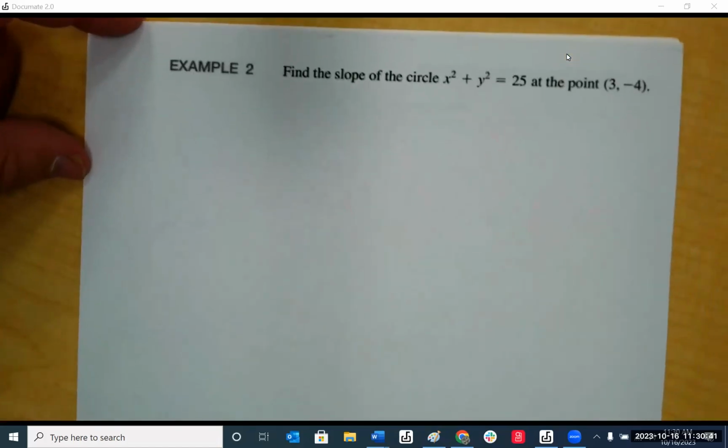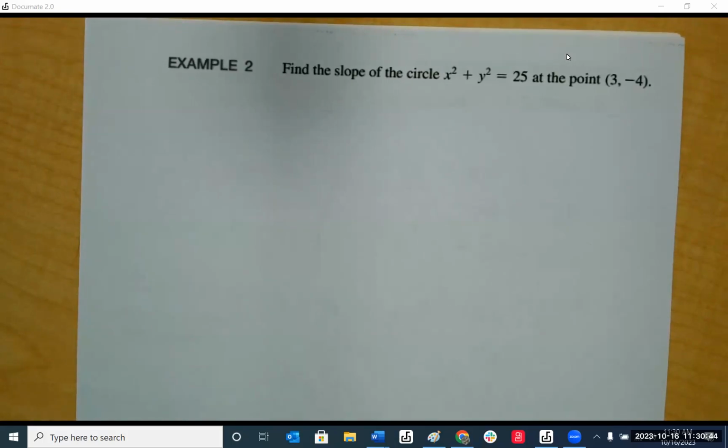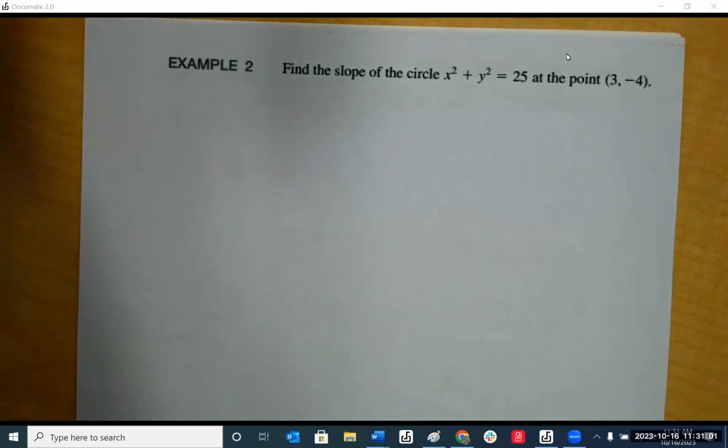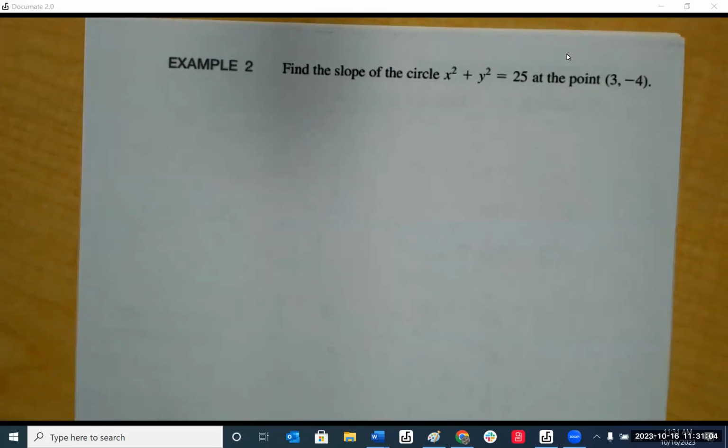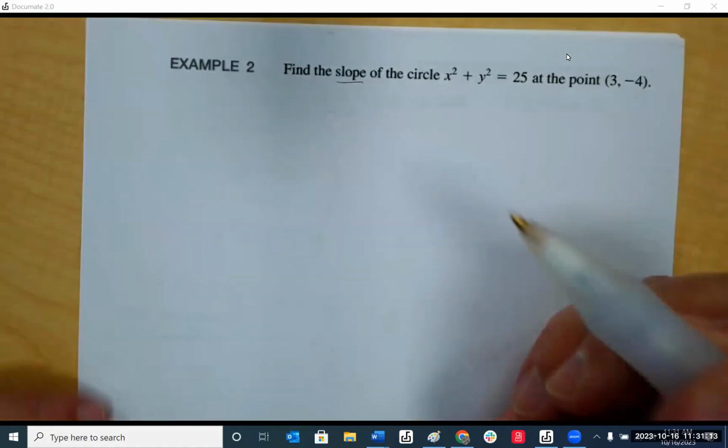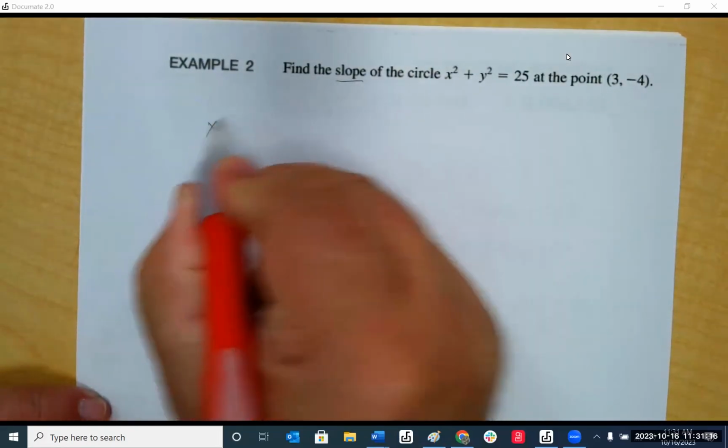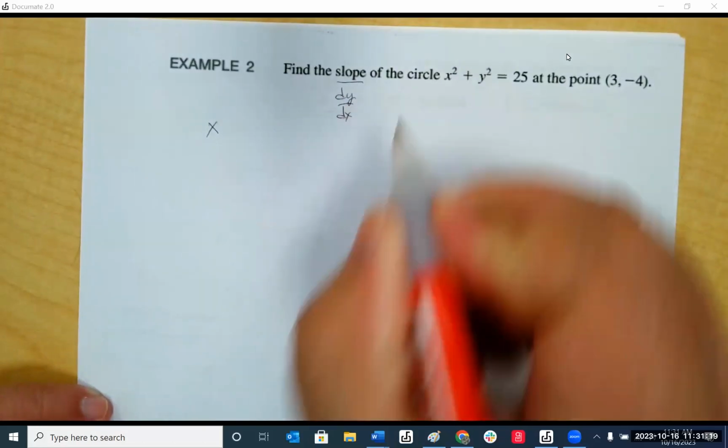Okay, let's look at example 2. Find the slope of the circle x squared plus y squared equals 25 at the point (3, -4). Next sheet. So how do we find the slope? The slope is dy dx.